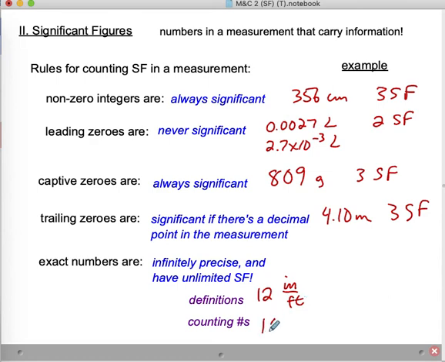Counting numbers, if I look and I see that there are 16 students in this section, then I didn't use a device to measure that. I simply counted objects. That number has unlimited significant figures.